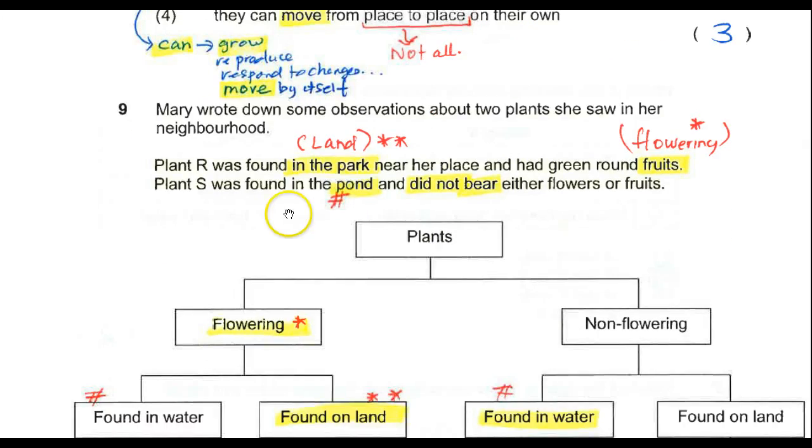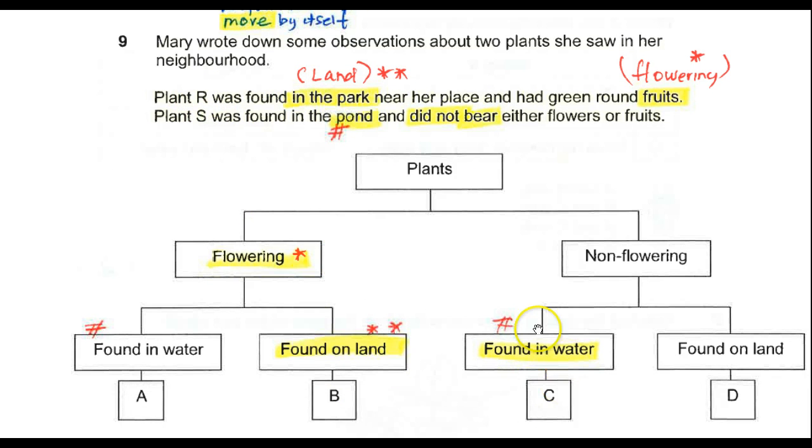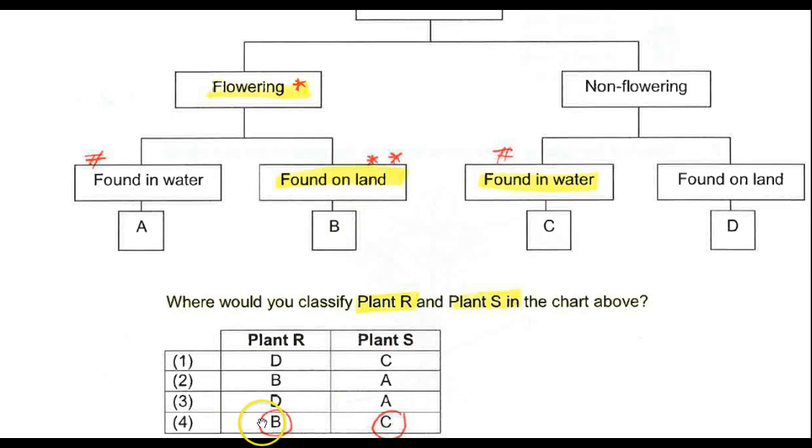Number 9, Mary wrote down some observations about 2 plants she saw in her neighborhood. So plant R, whether it could be found here, B, C, D, look here, was found in the park, land. So it was found on land, either this or this. Near her place and had green fruits. Once you have green round fruits, it means the plant must be a flowering plant. So plant R must be a flowering plant and found on land. So it is B for plant R.